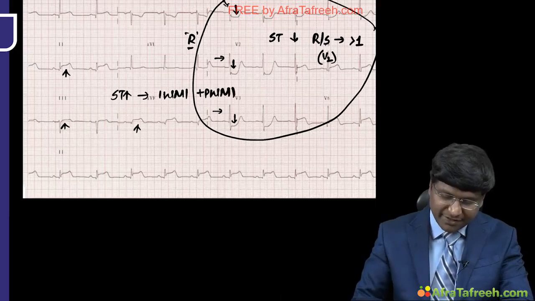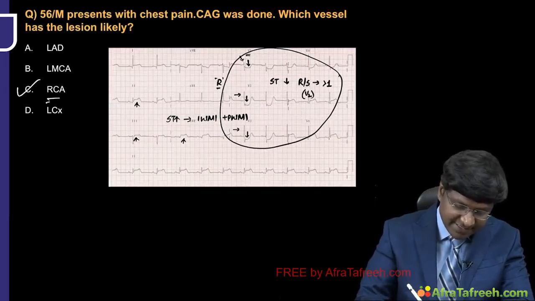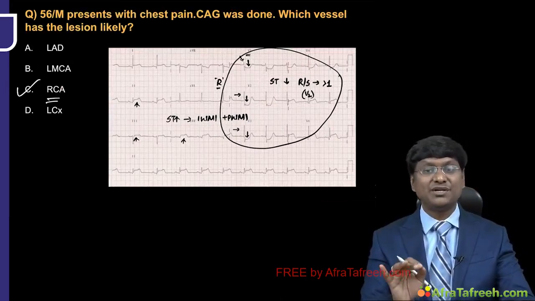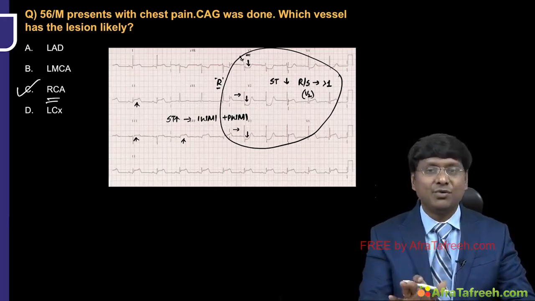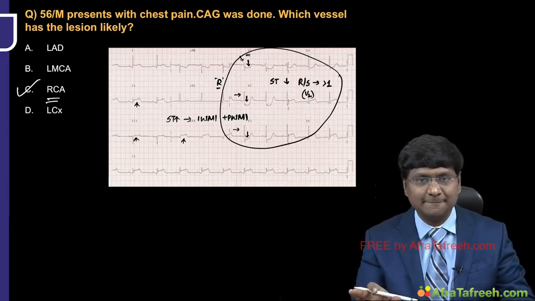So for the development of the inferior wall MI as well as the posterior wall MI, the vessel that is being blocked will be the right coronary artery. What I wanted to show you is the condition where you will have a dominant R wave in MI, that is in posterior wall MI, you will have a dominant R wave in V1, V2 and as well as V3, right?